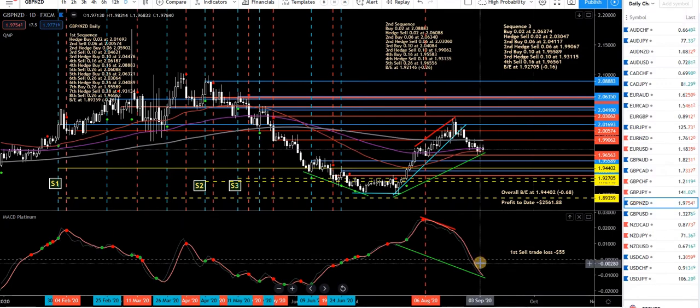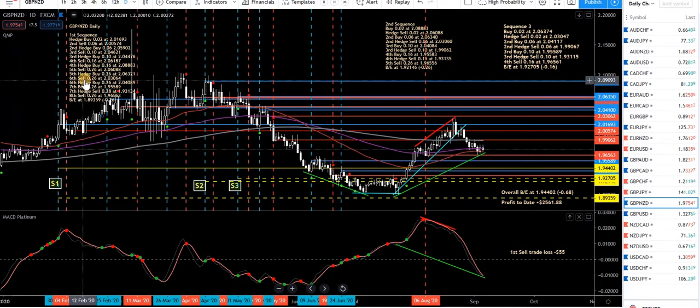Pound New Zealand, one of my problem pairs, lots of trades on from a long time ago. You can see 1, 2, 3 sequences that are giving me grief. And you can see I've got many break-even levels here. These are where they extend to, which shows what sequence they represent. So the bottom one's for sequence 1, it's a long way away. The big solid one's for overall break-even.